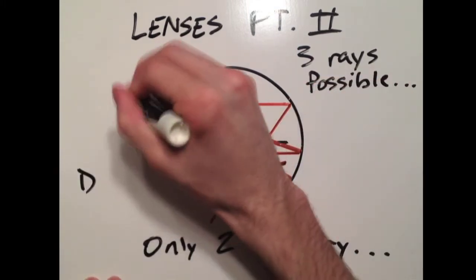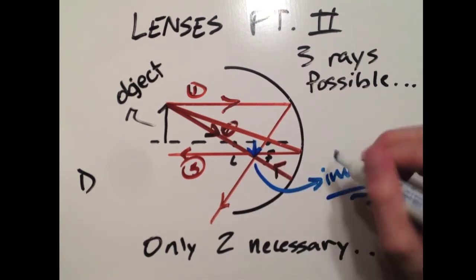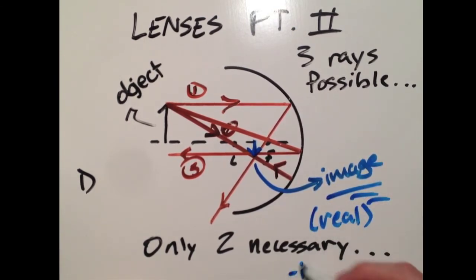This point of convergence is my image. So I have an object and an image. Now this is a real image. It has been inverted, and it's very small.